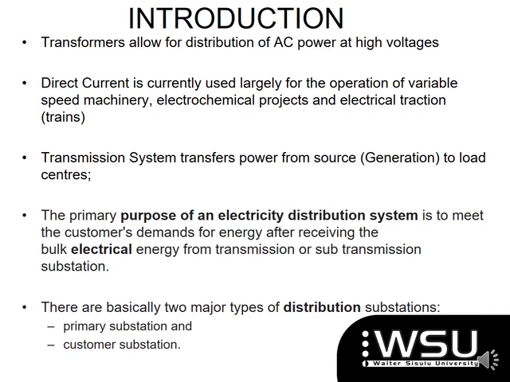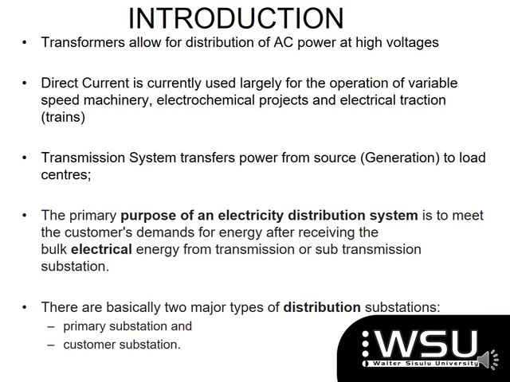And then your DC, we usually use it to drive machinery such as variable speed drives, such as electromechanical projects, and it also gets used on trains, what we call the electrical traction lines. So it's those lines that you see just above some of these electrical trains, that is your DC supply.